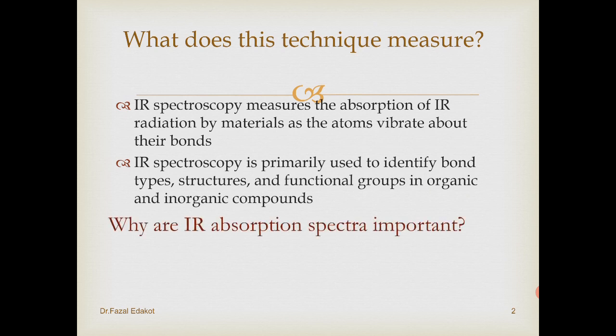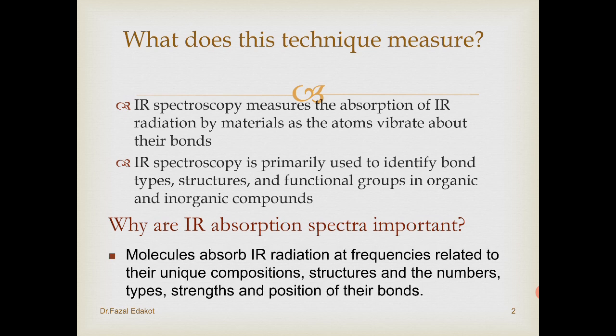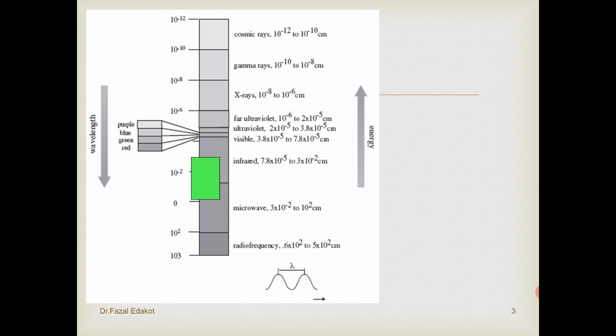Why is the IR absorption spectrum important? It is important because it enlightens us about the structure of the molecule. Molecules absorb IR radiation at frequencies related to their unique composition, structure, and the numbers, types, strength and position of the bonds. So the absorption depends on all these factors, and it gives a lot of idea about the structure of the molecule.